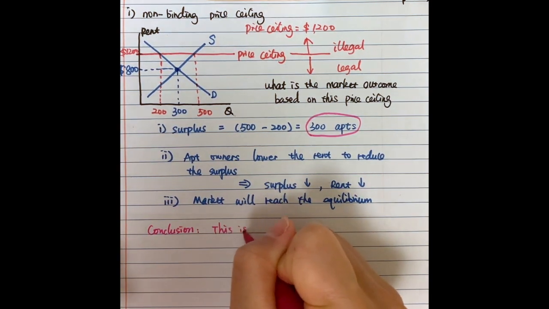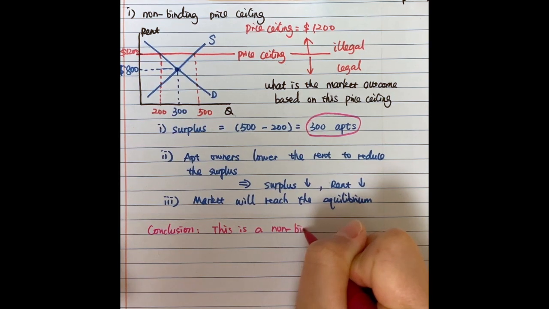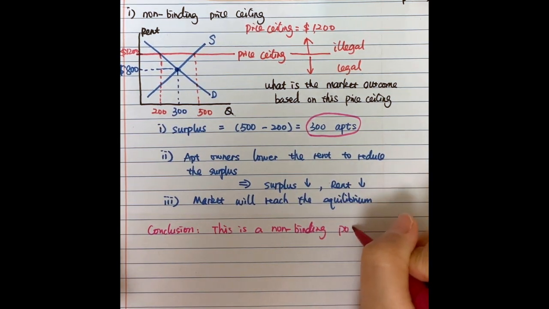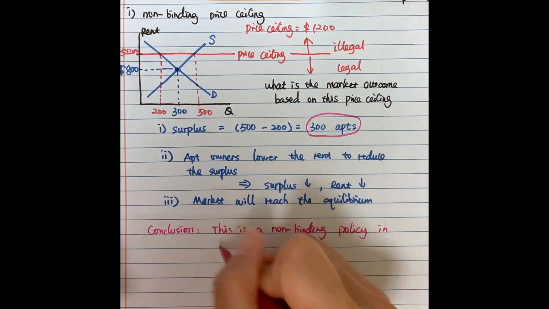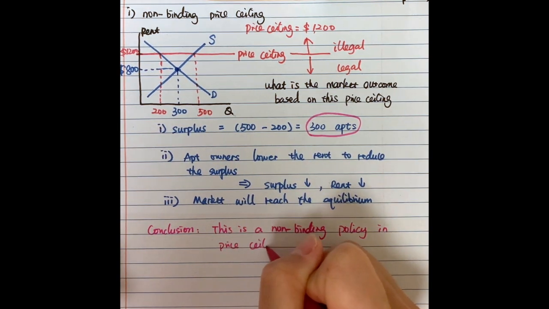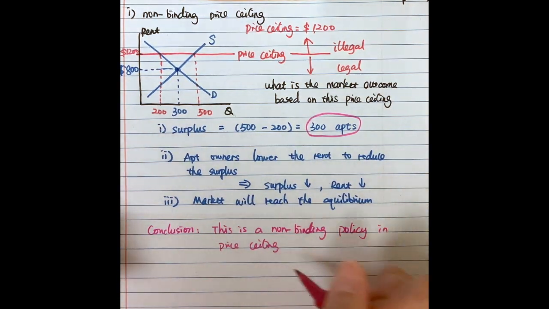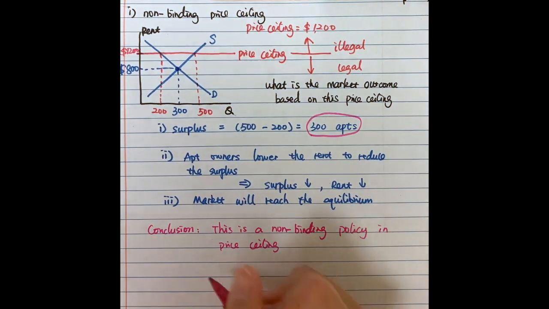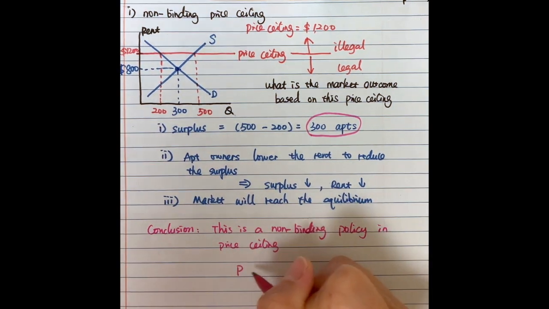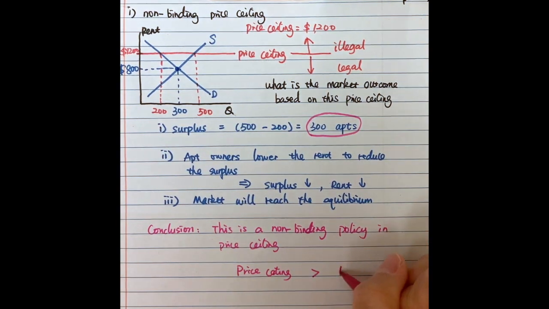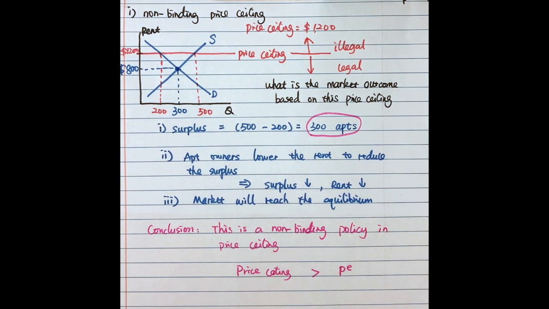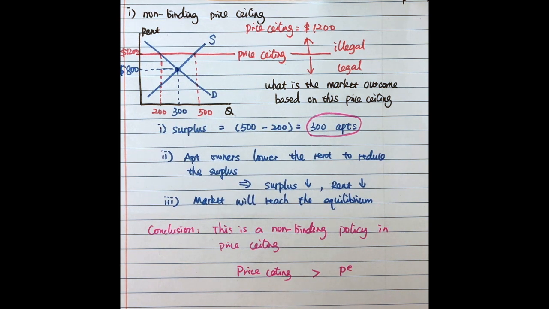This is a non-binding policy. This is the non-binding policy in price ceiling, because we have the price ceiling larger than our equilibrium price. Okay, so look at the whole case here.